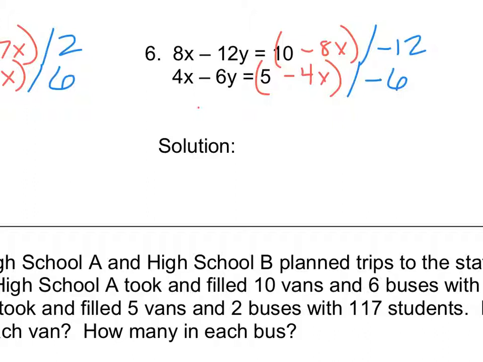But if I look at this, really between these two equations, 10, negative 8x divided by negative 12, all of these are really the numbers below multiplied by 2. So 5 times 2 is 10. Negative 4 times 2 is negative 8. Negative 6 times 2 is negative 12. Those are the exact same line. So my answer to this is infinite solutions.